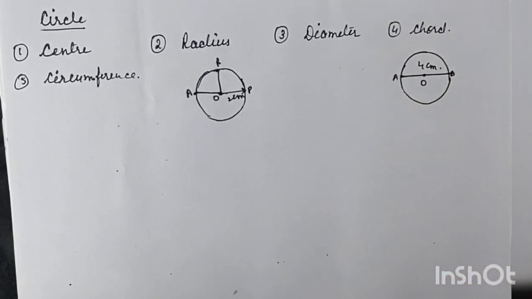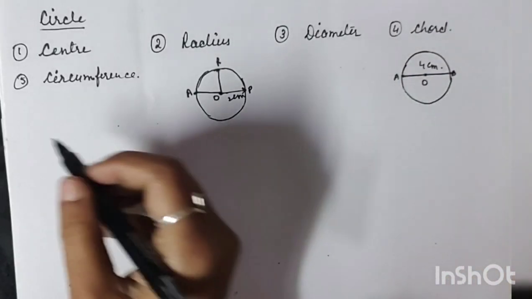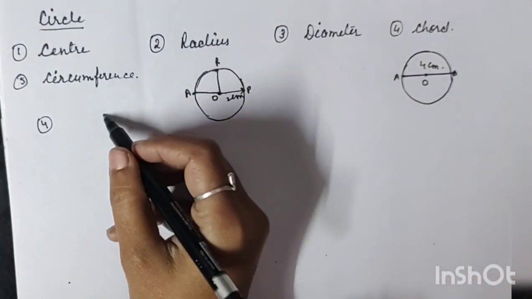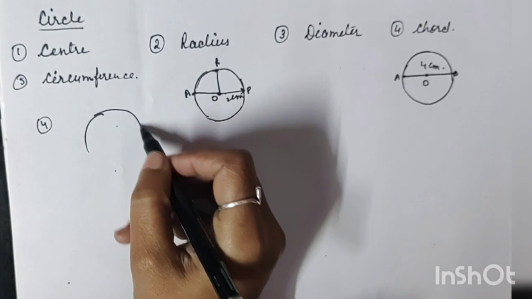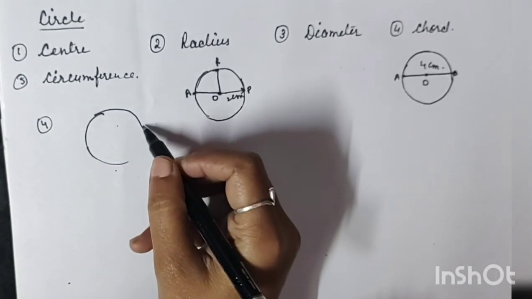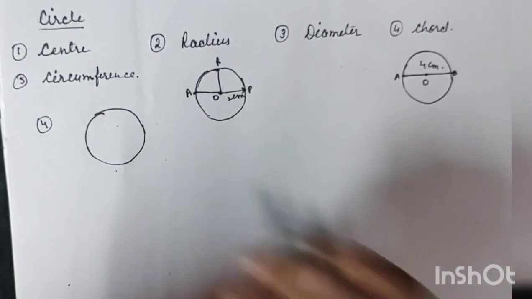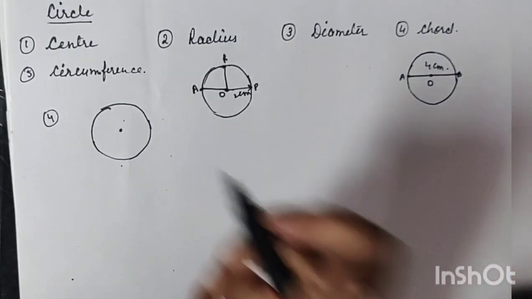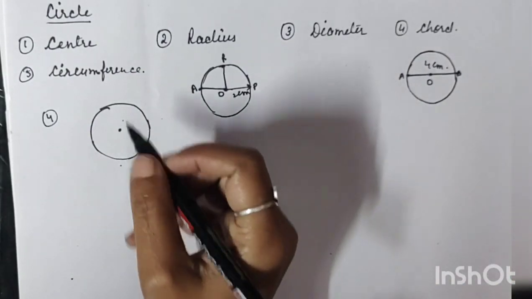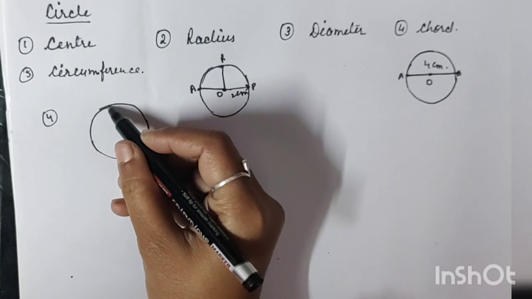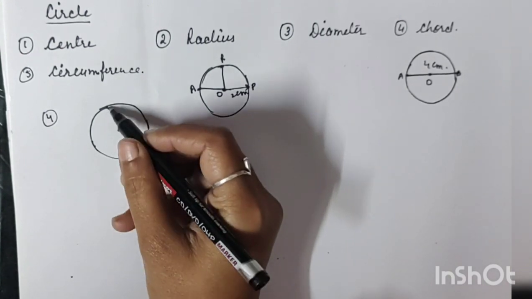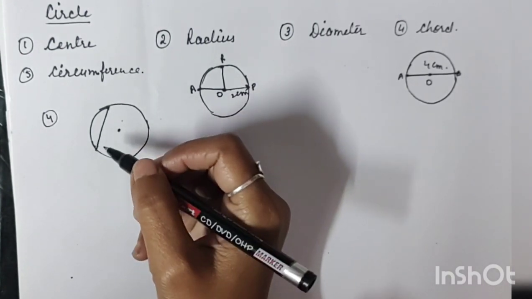And the next part, the fourth one, is chord. What is the chord of a circle? The distance from one point on the circumference to another is known as the chord. Okay, this one is the chord.